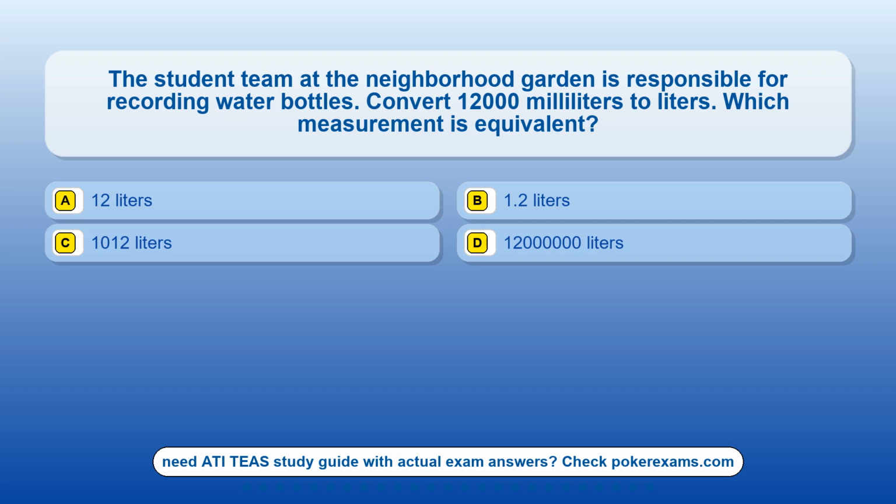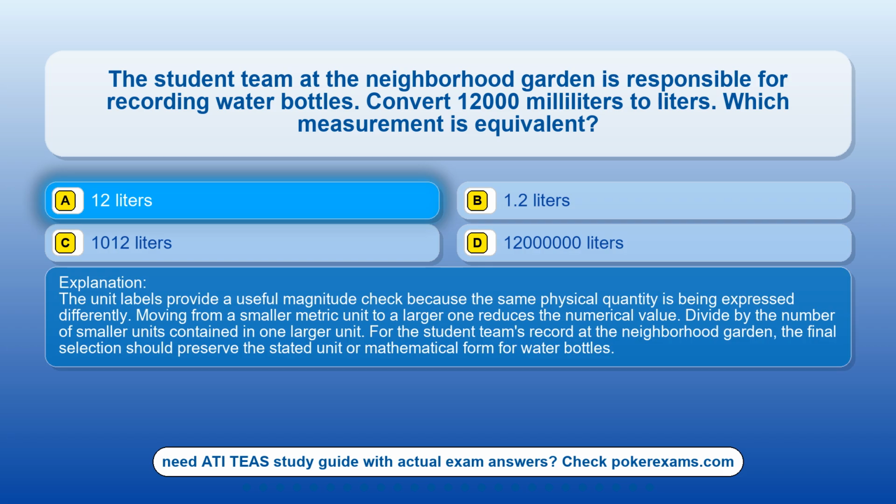for training manuals. Question 9. The student team at the neighborhood garden is responsible for recording water bottles. Convert 12,000 milliliters to liters. Which measurement is equivalent? Option A, 12 liters. Option B, 1.2 liters. Option C, 1,012 liters. Option D, 12 million liters. The correct answer is option A, 12 liters.